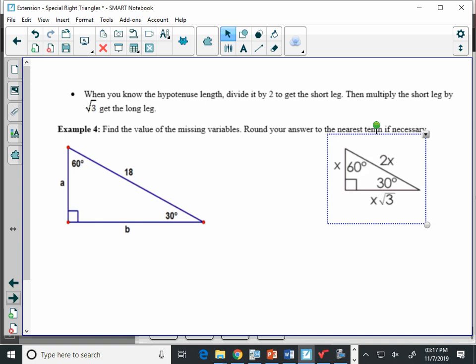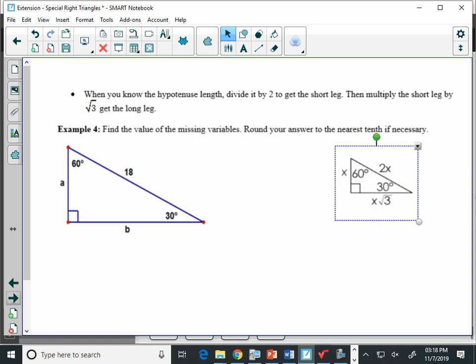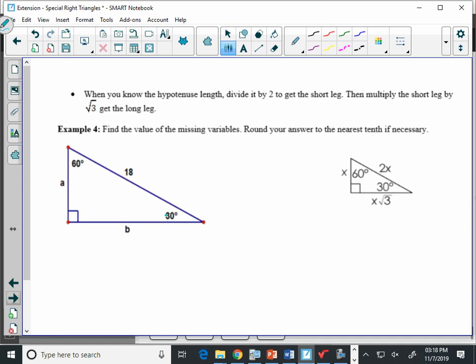Okay. If we take a look at example 4, again, we're given a 30, 60, 90 right triangle. We know it's a 30, 60, 90 right triangle because we have a 30-degree angle, a 60-degree angle, and a 90-degree angle. This time around, we're given our hypotenuse. And I know it's the hypotenuse because it's across from the 90-degree angle. Well, look at my diagram. I go from 2x, and you always want to find your short side first.